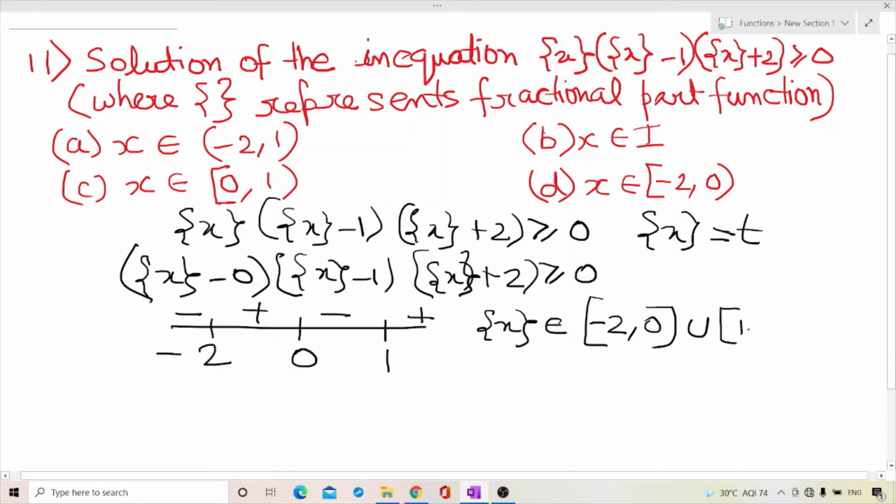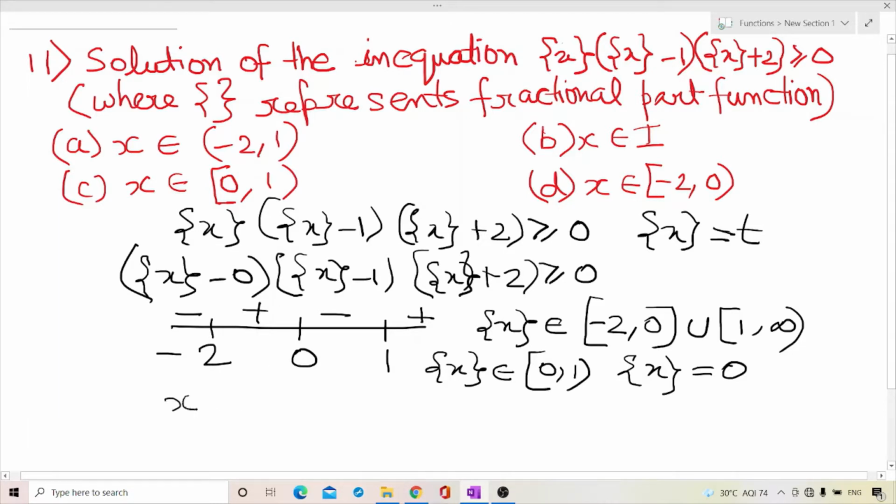union [1, ∞). But as we know that the fractional part of x belongs to [0, 1), and the range which we are getting from the equation is [-2, 0] union [1, ∞). So it is not possible that the fractional part of x can take any values in this range or in this range. So what is the common value that I can see in both? That is, the fractional part of x is equal to 0.